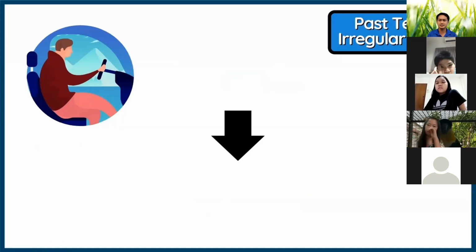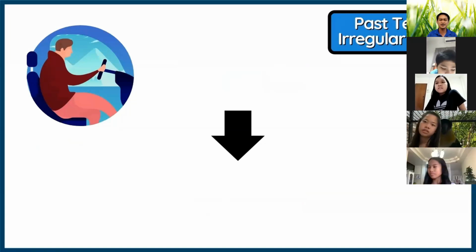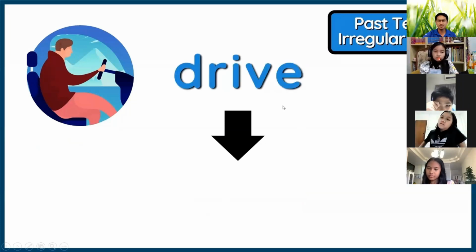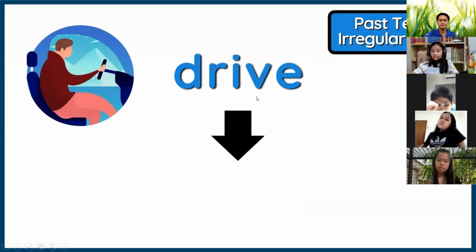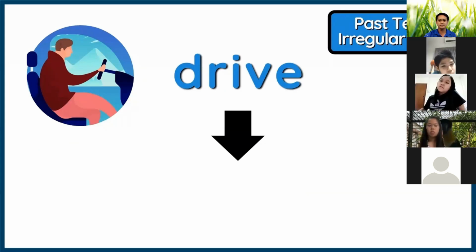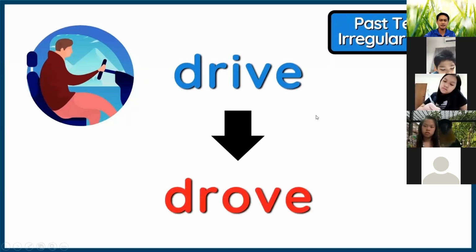Any guess? Drive. Very good. It's drive. And can you spell the word drive? D-R-I-V-E. Okay. Very good. Drive. What is the past tense for the verb drive? Drove. Okay, drove. Can you spell the word drove? D-R-O-V-E. Drove.